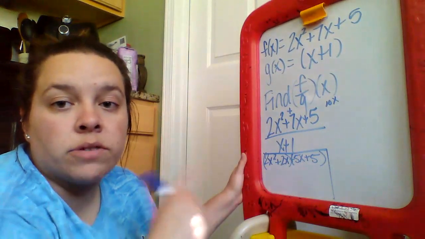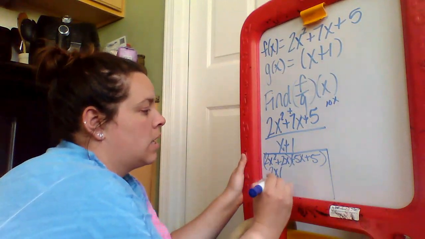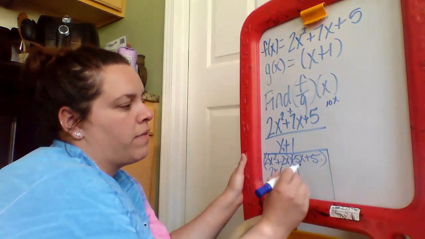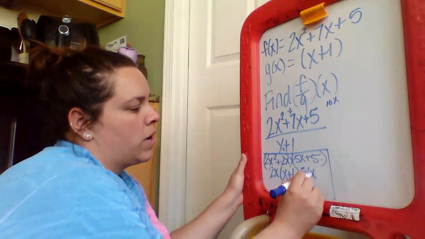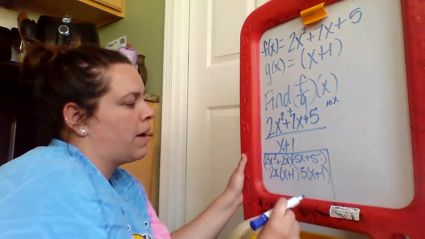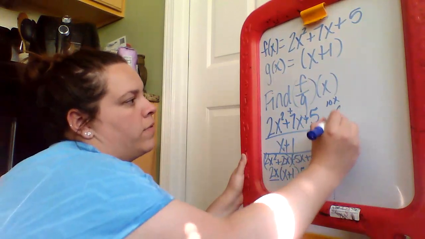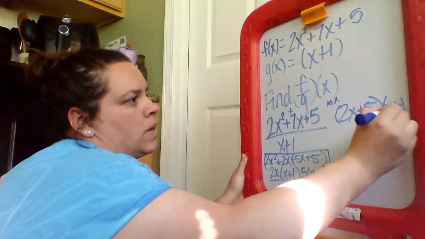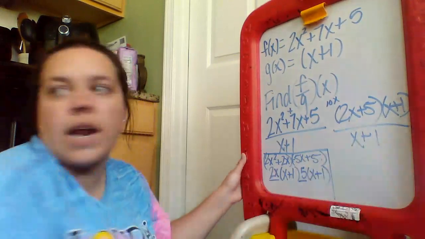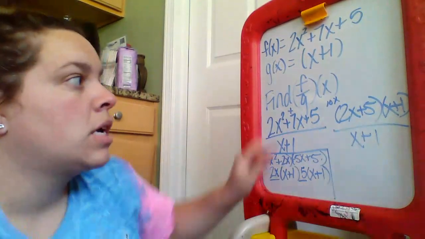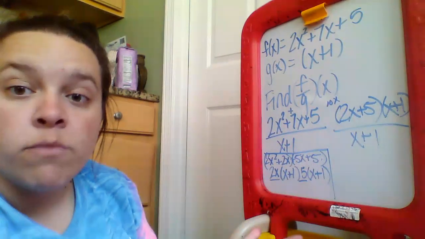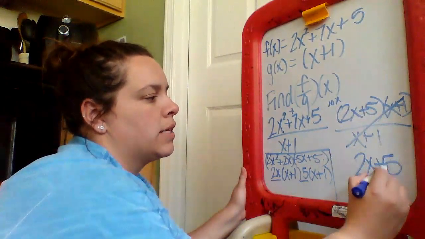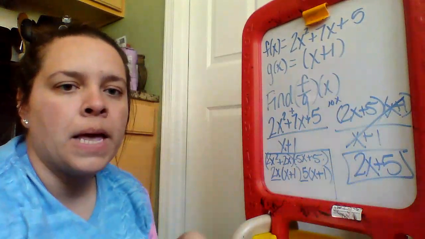The greatest common factor of 2x squared and 2x is 2x. So that'll be x plus 2 divided by 2 is 1. The greatest common factor of 5x and 5 is 5. 5x divided by 5 is x, and 5 divided by 5 is 1. So my factors are 2x plus 5 and x plus 1. And then if there's anything that I can cross-reduce out, cross it out. x plus 1 and x plus 1 are the same factors, so they can cross-reduce out, which leaves me with just 2x plus 5. Okay.